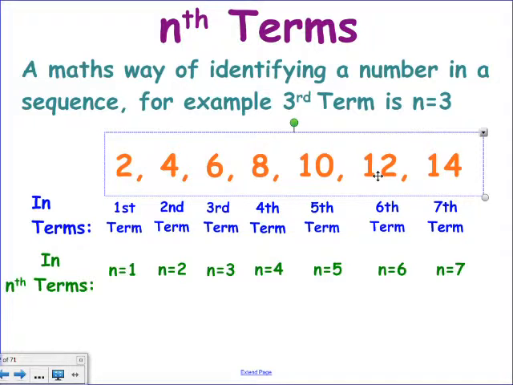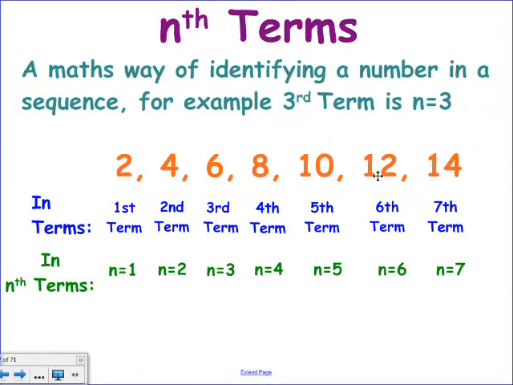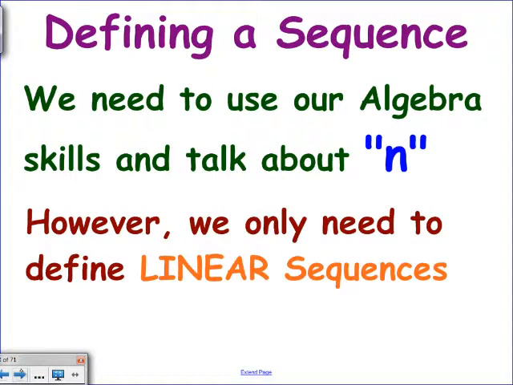So all the letter n is in mathematics is a fancy way of saying what position within my sequence am I going to. If I don't know where I'm going to, I leave it as n. As soon as I make n a value, like n is 6, I just go to the 6th value in my sequence, which is the number 12. Okay? So this letter n is a short way of saying my position within a sequence, my term, which term am I going to. Okay?